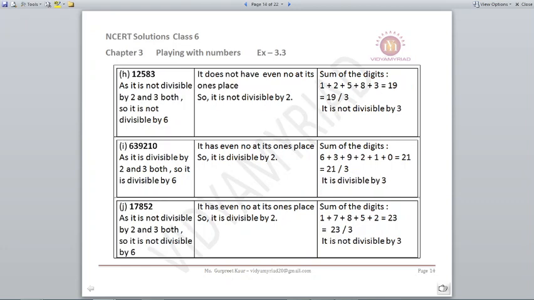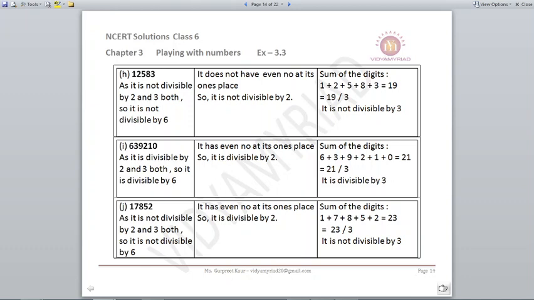Next, 1, 2, 5, 8, 3. 3 is an odd number, or it is not an even number, so it is not divisible by 2. And the sum of the digits is coming as 19, which is not divisible by 3 also. So in both the cases the number is not divisible by 6.